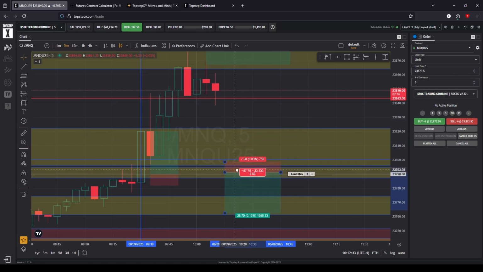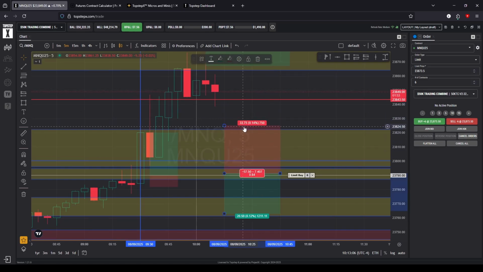But if I were to take my entry in this box, then it would be quite difficult. I'll have to have my stop loss up here, because the price could break through these two. This is a weaker box, but then this one could go all the way up here before it goes down, and that's just way too much risk. It's 33 points. I do not like that.